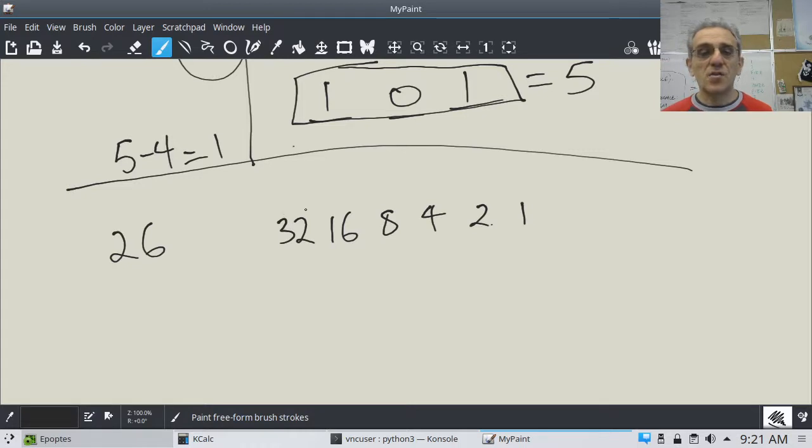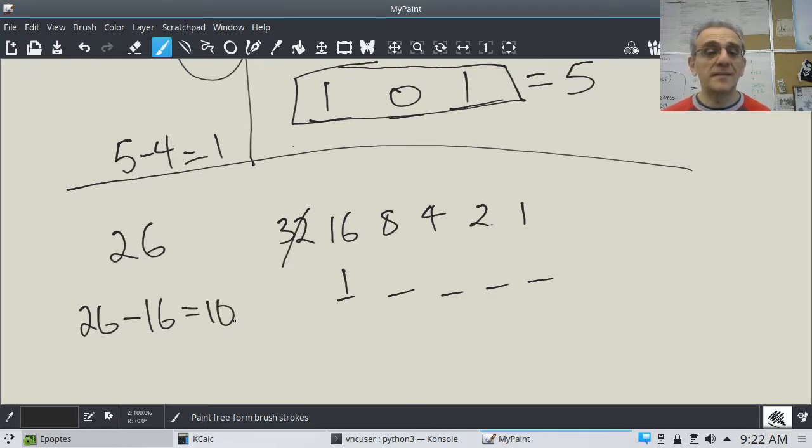Okay? So it's not going to be 32. But 16 does go into 26. So therefore, in this 16 spot, I'm going to put a 1. Then I'm going to say 26 minus 16 because those are the only numbers I have left to represent because I've already represented 16 of them. Well, that's going to equal 10.